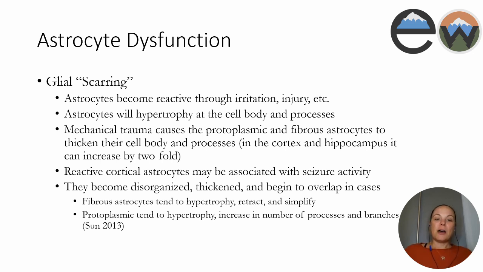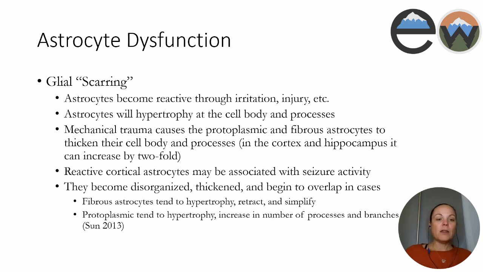Mechanical trauma will cause the protoplasmic and the fibrous astrocytes, both of which have to do with structure and also communication, to thicken their cell bodies and processes. Interestingly, in the cortex, a part of the brain, and the hippocampus, it can increase by twofold. So you might be more affected in the cortex and the hippocampus. And I'll tell you, from talking to some other providers that work on brains and individuals with connective tissue disorders and neurological phenotypes, a lot of people are drawn to the hippocampus. I'll stop there because I don't have an answer, but it's overlapping with the things that we're seeing in the potential causes and relations.